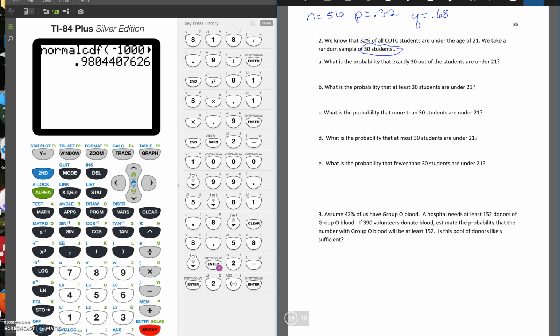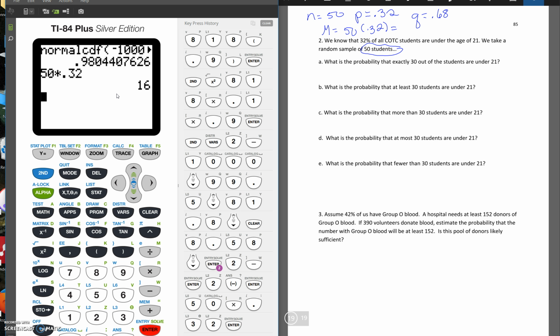Next we're going to want to find our mean and our standard deviation. Remember the mean is n times p, so 50 times 0.32, which is 16. And our standard deviation is the square root of n times p times q, so the square root of 50 times 0.32 times 0.68.